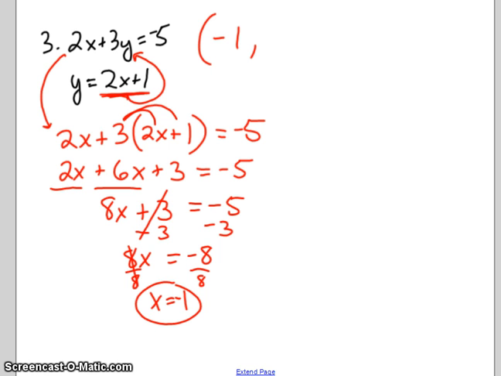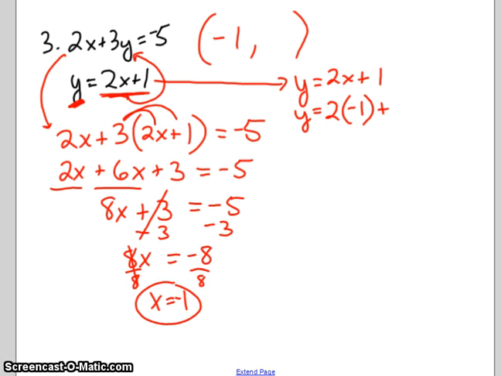Okay. Now we could take either equation and plug in -1. We have to solve for the y value, and we have y by itself here, so why not use this problem? Y equals 2x plus 1. We're going to plug in -1 here for x. Y equals -2 plus 1. Y equals -1. So our answer is -1, -1.